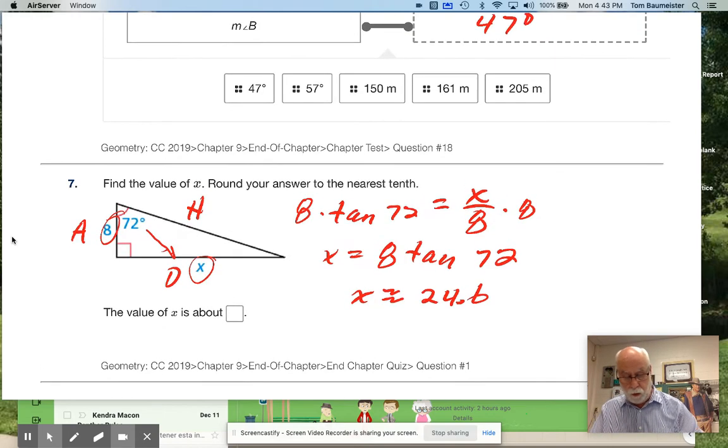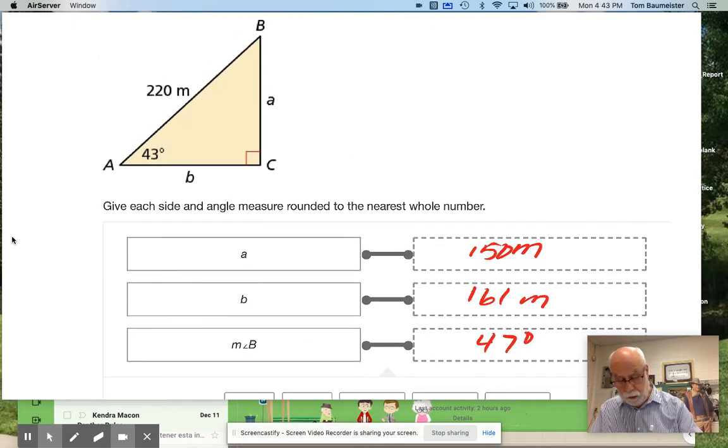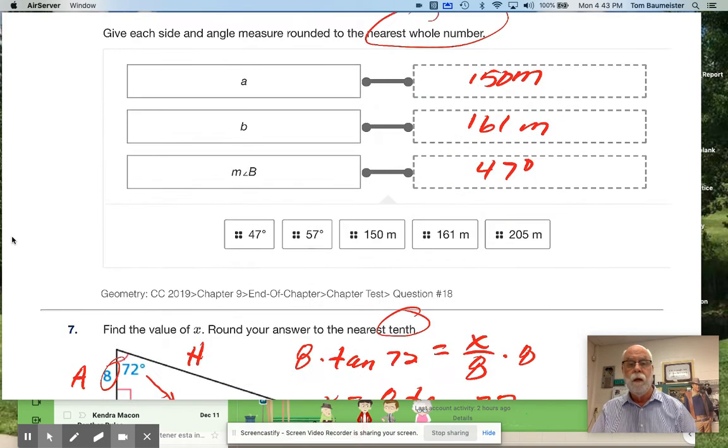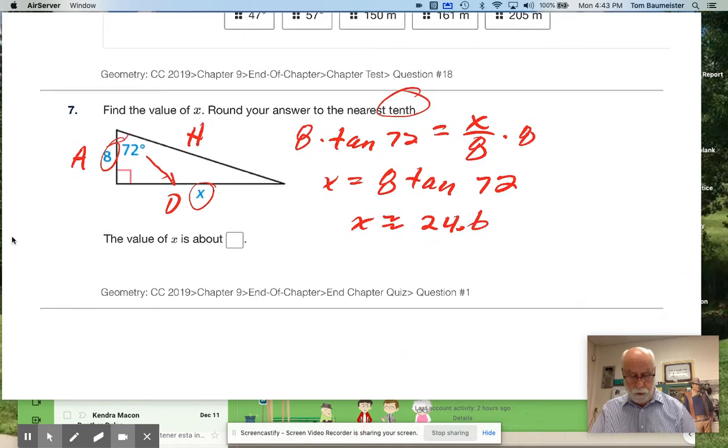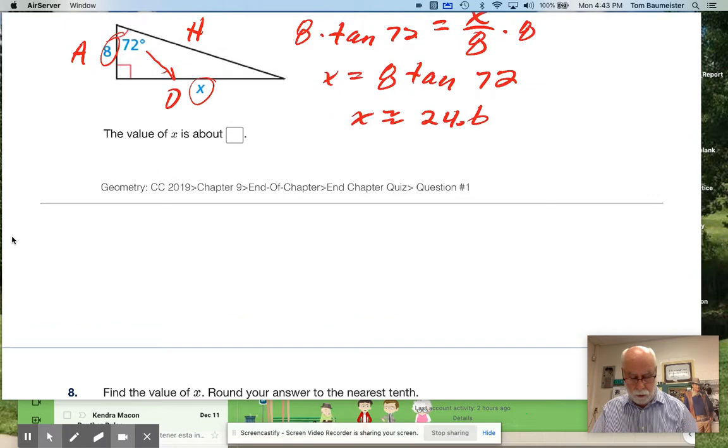So watch what it says. Here it said to the nearest tenth. Up here on these ones, it said to the nearest whole number. So watch stuff like that, okay? Make sure you put it in right, or they're going to mark it wrong.